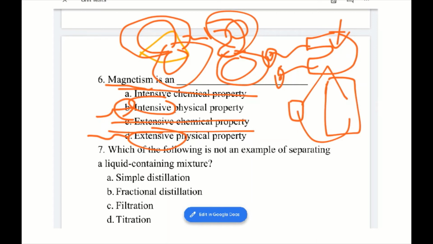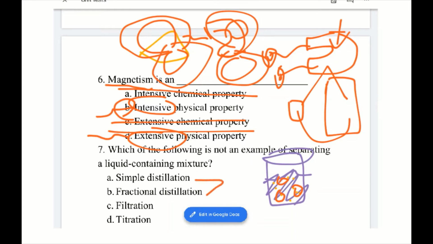Now let's look at number 7. Which of the following is not an example of separating a liquid containing mixture? So a liquid containing mixture would just have liquid and have some other stuff in it, maybe stuff that's dissolved in it, or maybe instead of stuff dissolved in it, we might have some suspensions that can easily be separated by filtration. So which of the following is not an example of separating a liquid containing mixture?